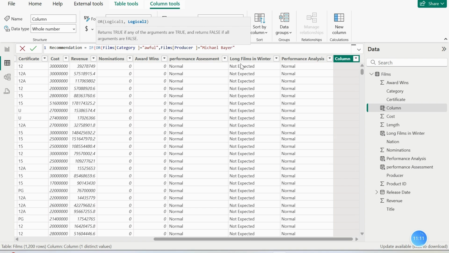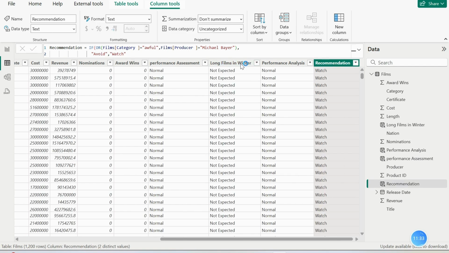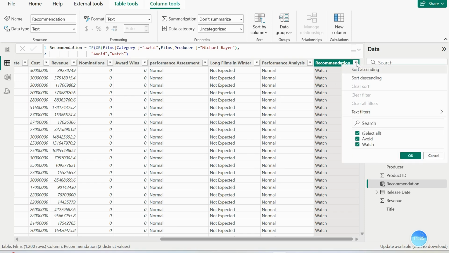If one of the two indicators can be met, then we will avoid the movie. Otherwise, we will watch the movie. Okay, let's do sense check.